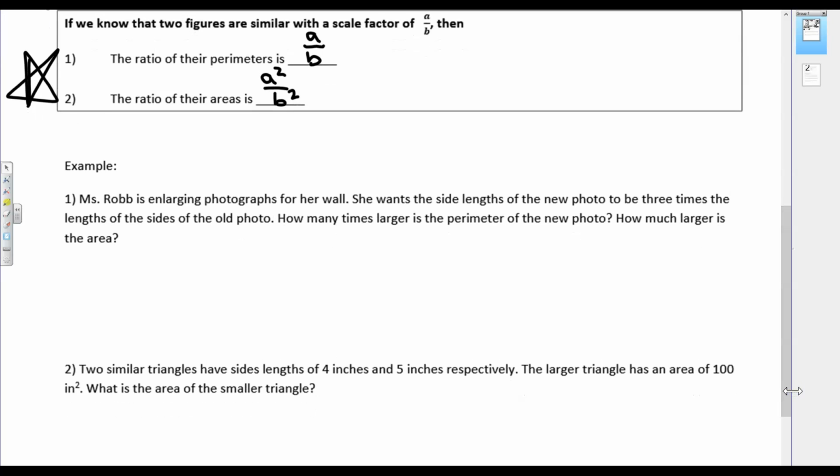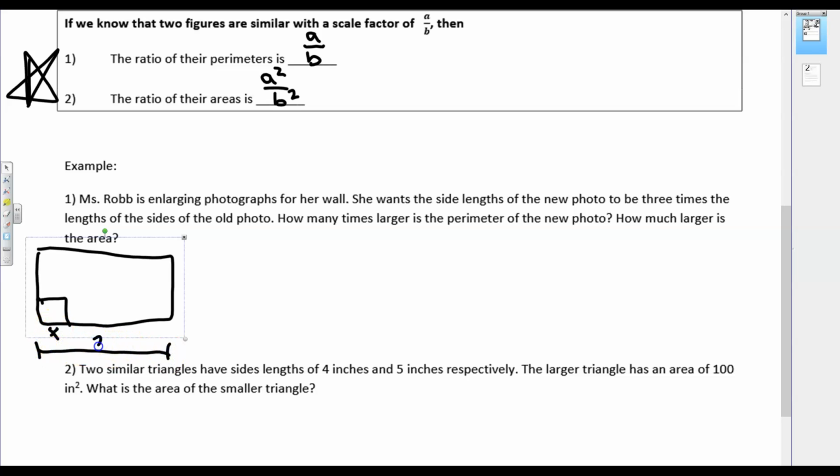Miss Rob is enlarging photographs for her wall. She wants the side length of the new photo to be 3 times the side length of the old photo. How many times larger is the perimeter of the new photo? How many times larger is the area? So let's just draw a little picture here. I have an old photo, which we say would have side length x, and my new photo would have side length of 3x, because it's 3 times as big. Well, my scale factor, new to old, would be 1/3.